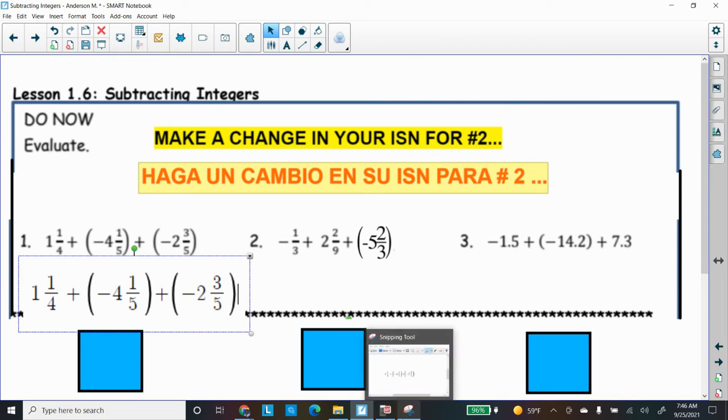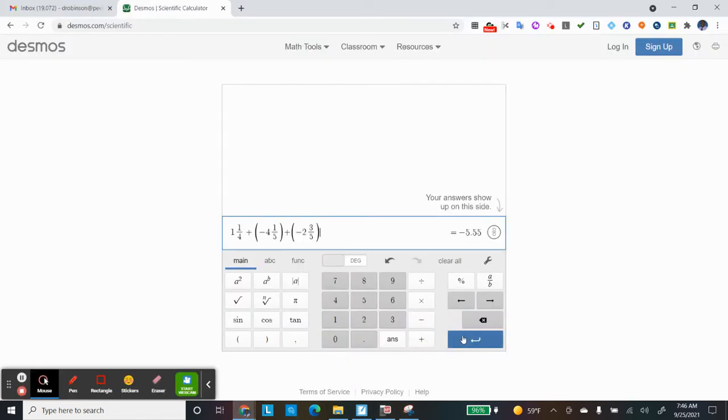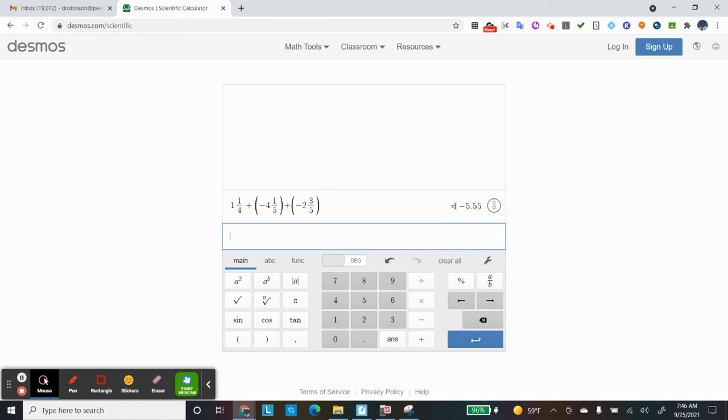Now all I have to do is press enter on my computer calculator. I get a decimal, negative 5.55. If you want that as an answer, no problem. But you can also turn that into a fraction, negative 1 11/20, an improper fraction. Press that button again. Negative 5.55 is okay.